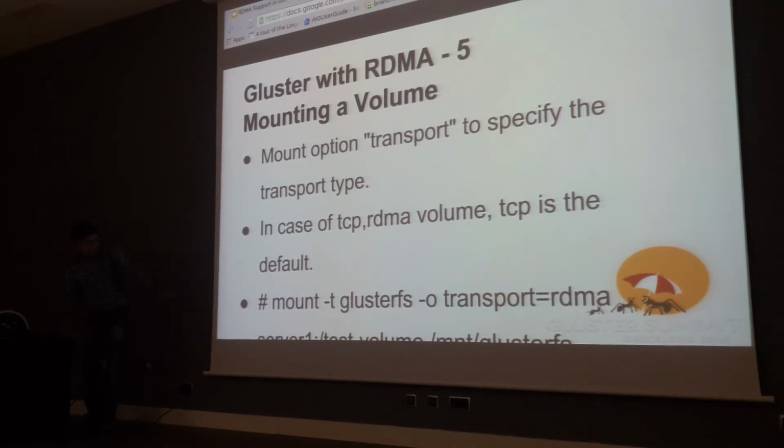So this is the command, for the last line, but basically you need to specify which transport you want to use. And as required, here you cannot specify TCP,RDMA, you have to choose between either TCP or RDMA when you are doing a mount.